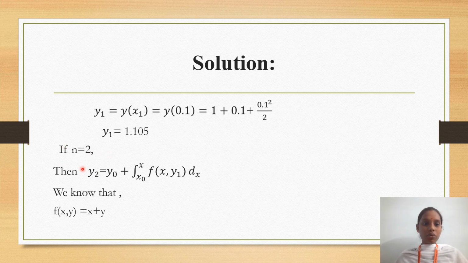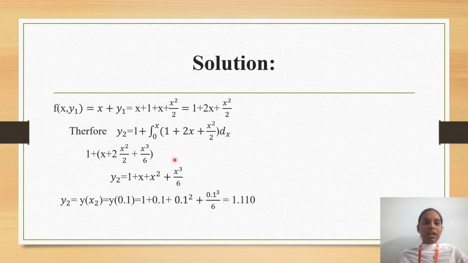Next, if n is equal to 2, then what is the formula? Here in place of n, we put the value 2. So here is 2, and n minus 1 means 2 minus 1 is 1. Next, we know the given differential equation is x plus y, so f of x comma y1. What is y1? We already found the y1 value previously.